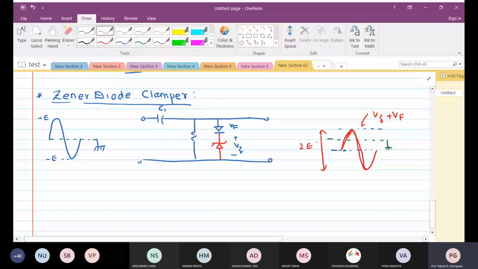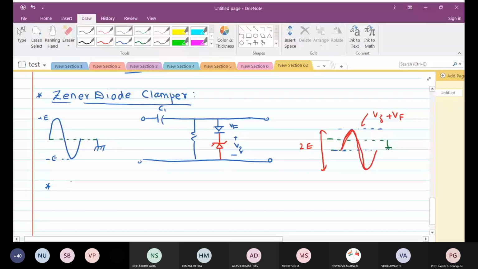All right, guys. Yes, sir. Okay, let us see how this works. It's very simple actually. If you have understood the biased clampers, you will be able to understand this very easily.